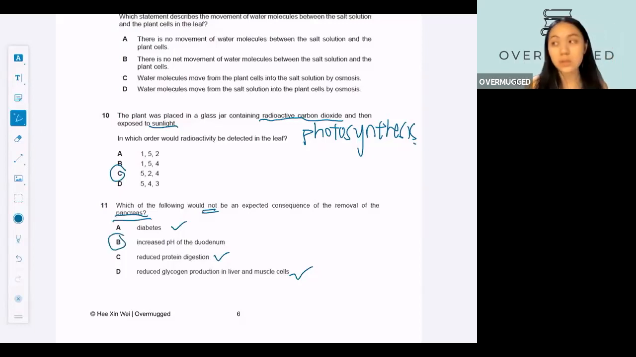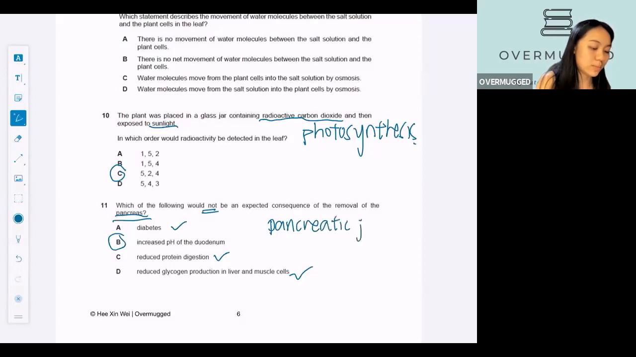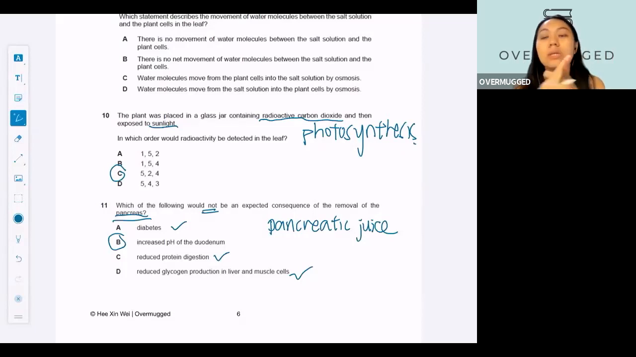B, it won't happen, because pancreatic juice is alkaline. Pancreatic juice, intestinal juice, and bile, they are all alkaline. So if you remove the pancreas, there is no pancreatic juice, which means there is less alkaline juice to neutralize the pH. So in fact, the pH will be lower. Okay?